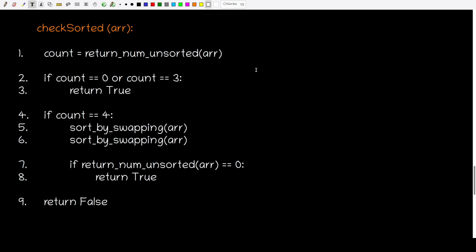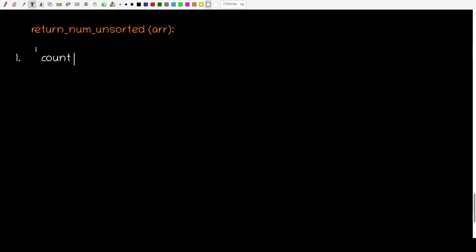So that's the main algorithm to solve this problem, folks. Now, as we have used these two functions, let us complete our pseudocode by writing these two functions as well. So let us first look at return num unsorted. For this, we are going to take a count which is equal to 0. And then we are going to iterate on the elements of the array. So for i in range of len of array, we are going to check if arr[i] is not equal to i plus 1.